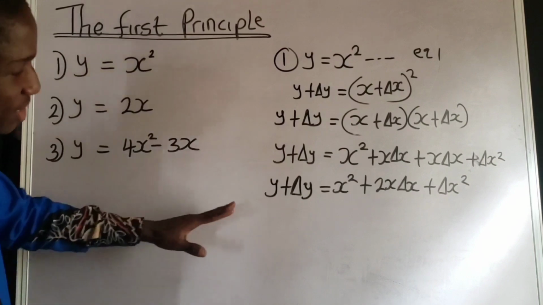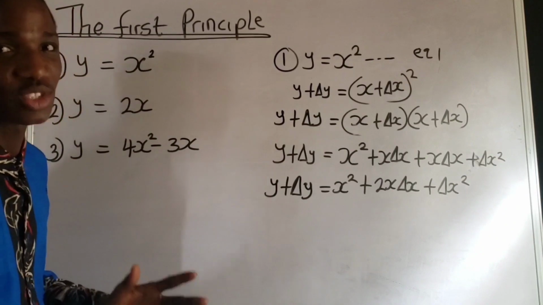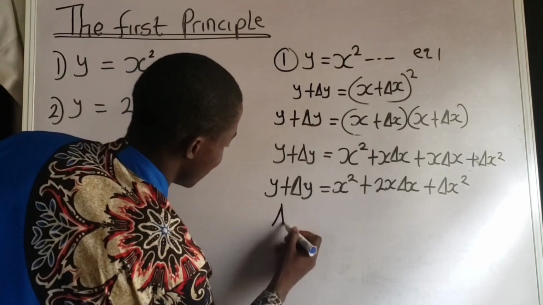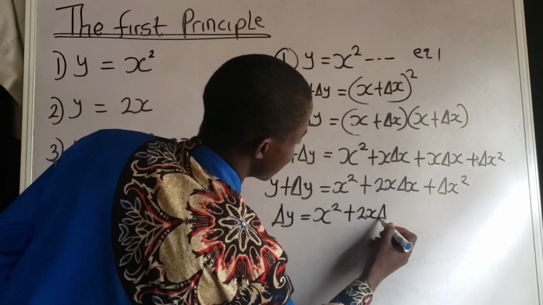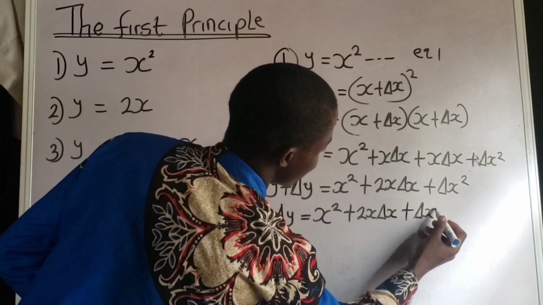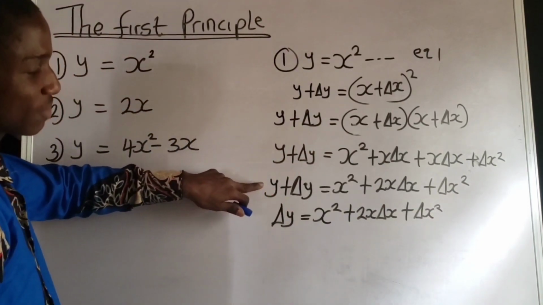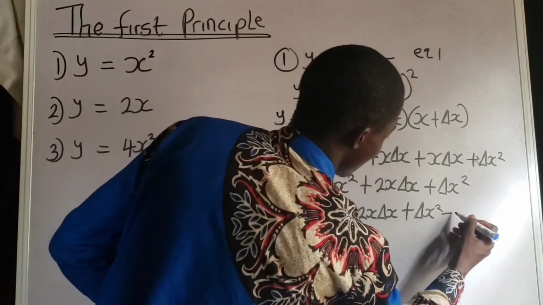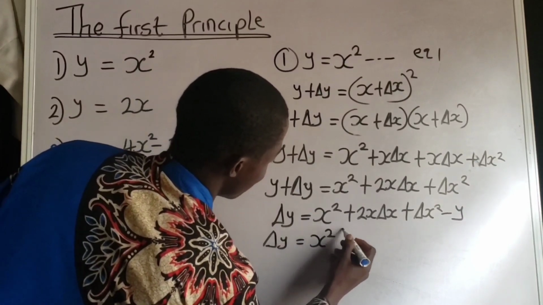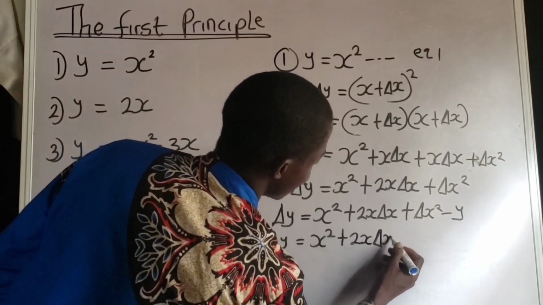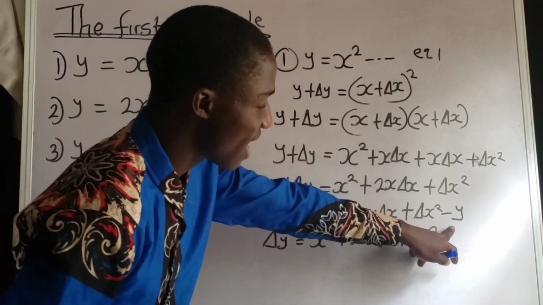Now I want to pay attention in this place. I have y plus delta y in the left hand side. I want to make delta y the subject of the relation. So I'm going to have delta y is equals to x squared plus 2x delta x plus delta x squared. If y is coming to the right hand side, the positive sign is going to change to negative sign. So I'm going to have minus y. So delta y is equals to x squared plus 2x delta x plus delta x squared minus, you see, look at this, I have minus y in this place.